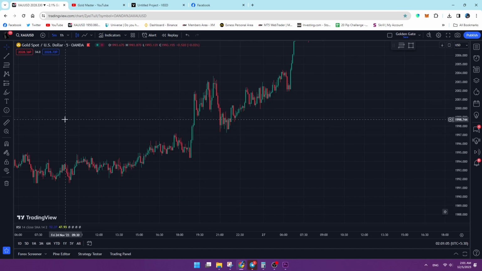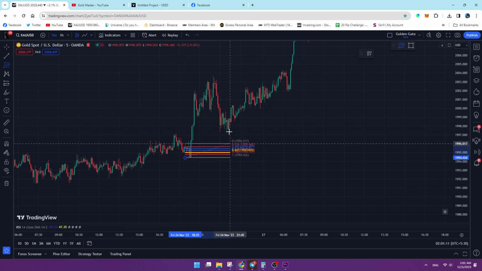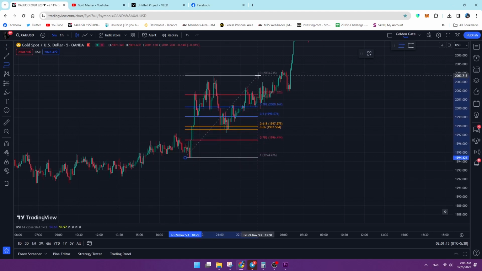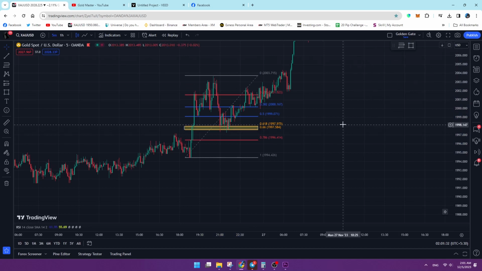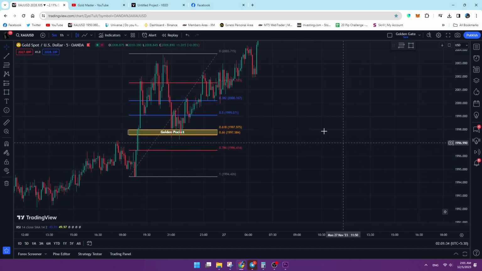Let's break this down to a lower time frame. My favorite time frame is the 5 minute time frame. I'm applying the Fibonacci from swing low to swing high. Now, this level is called the golden pocket zone. This is a high probability bounce zone.